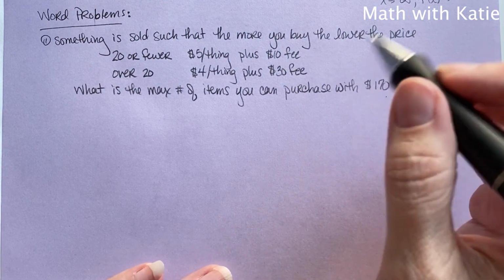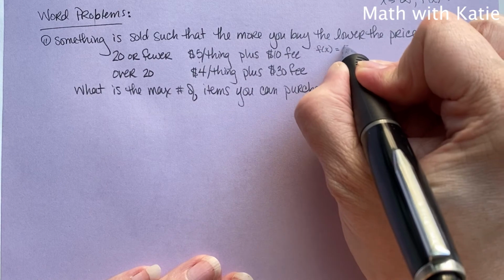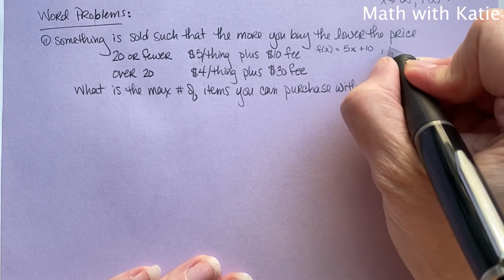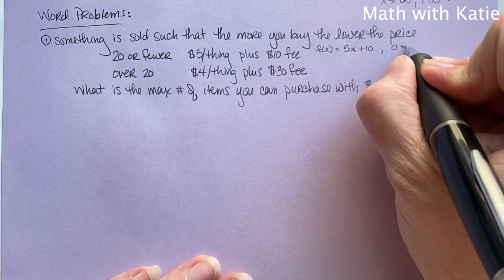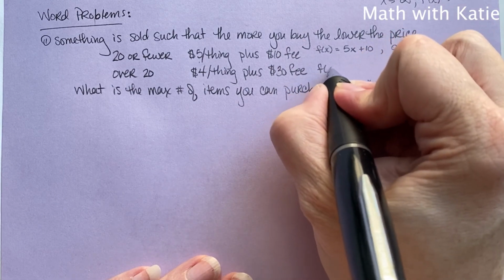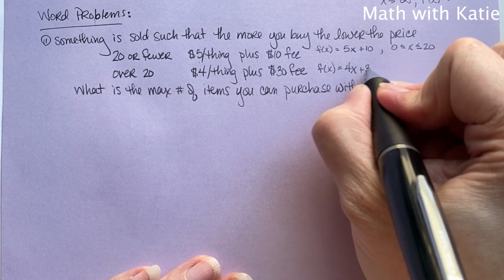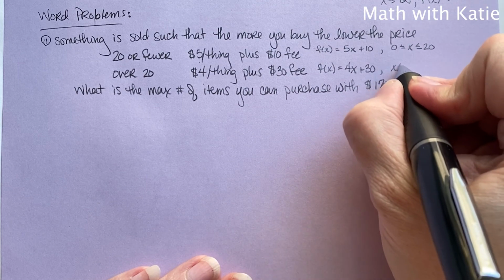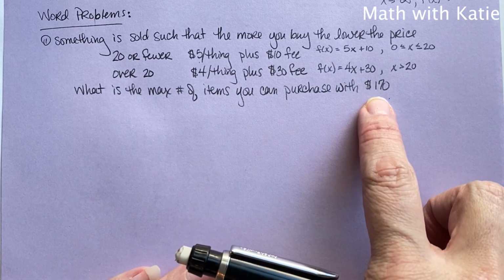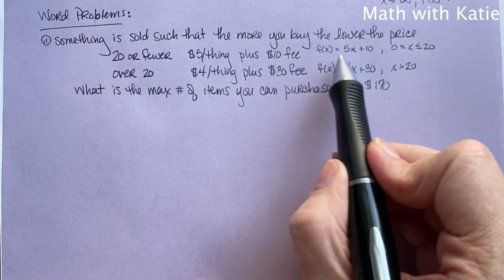All right, so first let's look at the different formulas. So this one, f of x is $5 per item, so 5x plus the $10 fee. And that domain is going to go between 0 and 20. Okay, with this one, it's $4 per item, but a $30 fee, and that's if x is greater than 20. Okay, so how many items can you purchase with $170? Well, first we're going to need to find the y value of these for their endpoints.